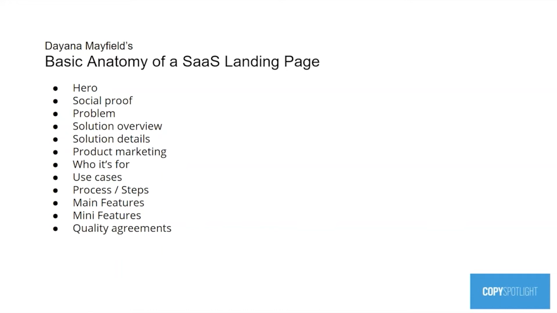And then quality agreements. So these are quality agreements to alleviate fear. This could be things like the quality of customer support, that there's customer support via live chat and email. It's a 30-day free trial. It's going to depend on the SaaS company and what type of businesses they work with, if it's small business, if it's enterprise, what sort of things they're going to put on there. If it's enterprise, it's going to be something like a dedicated customer success representative.